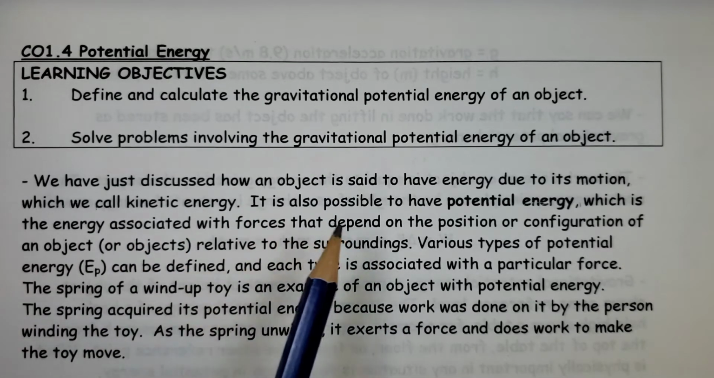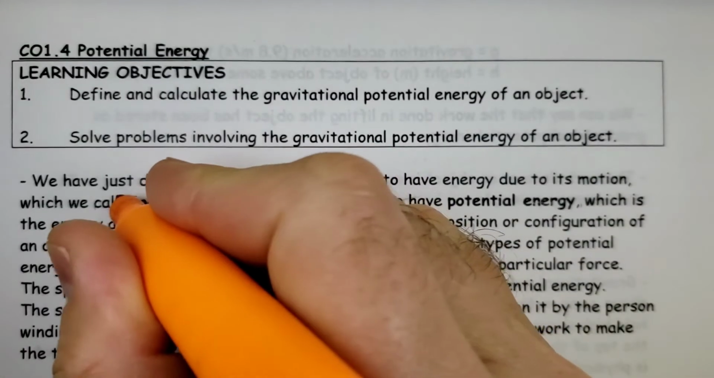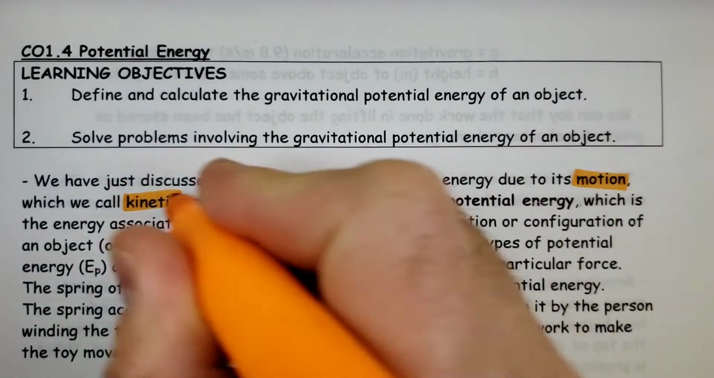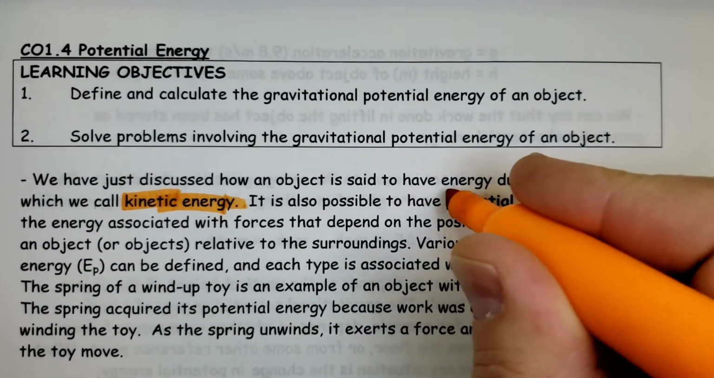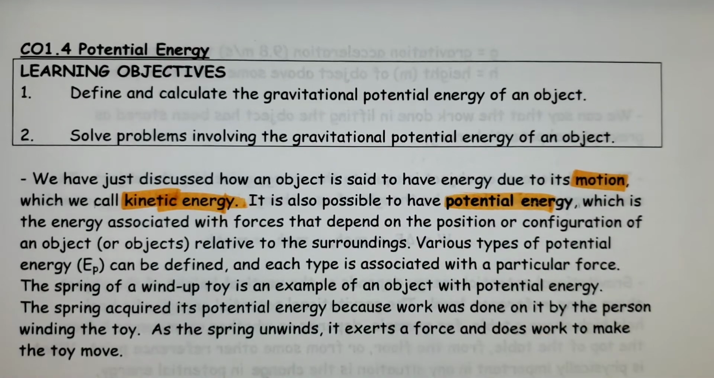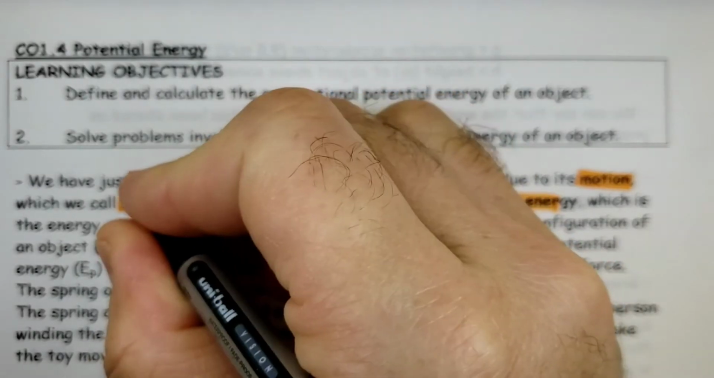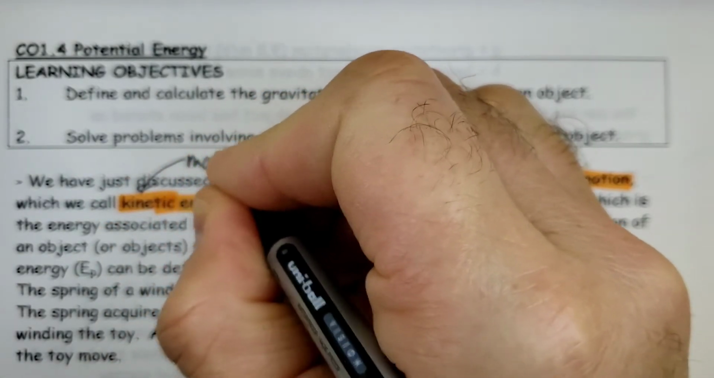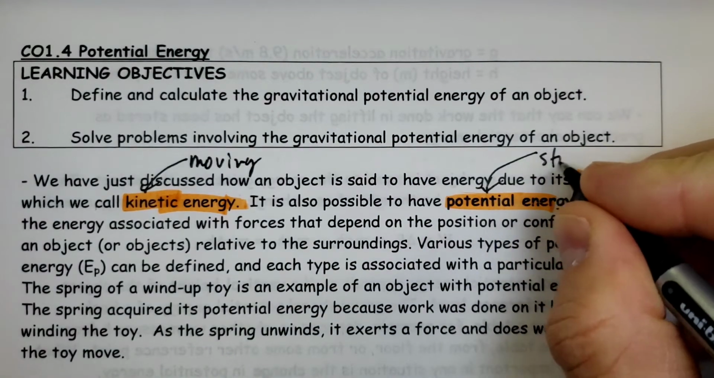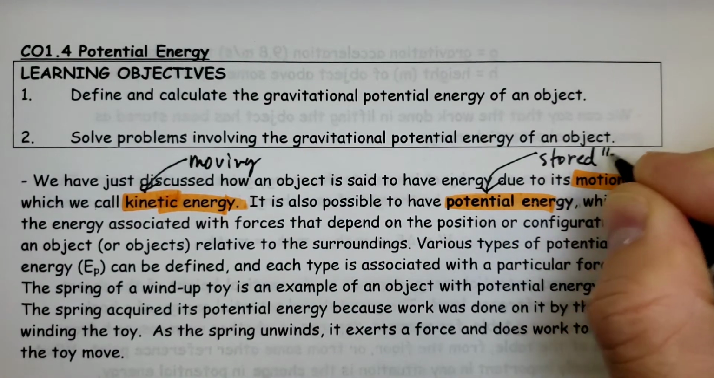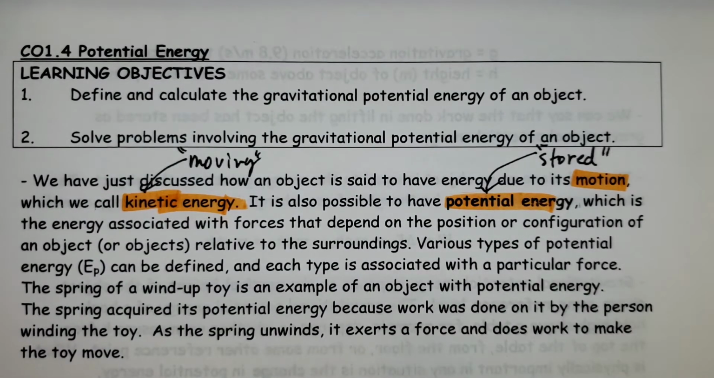So we've just discussed how an object is said to have energy due to its motion. So that was kinetic energy. The word kinetic implies moving. It's also possible to have potential energy. And of course, potential, first of all, here we'll write down moving. And potential is stored energy versus moving energy.